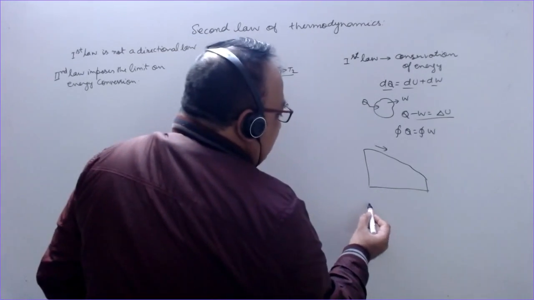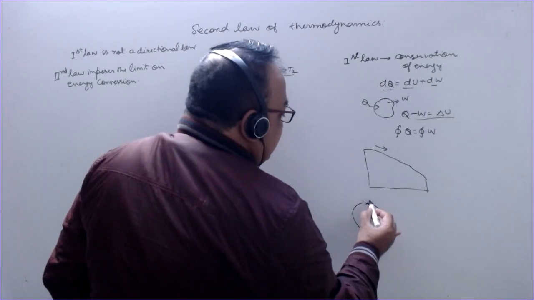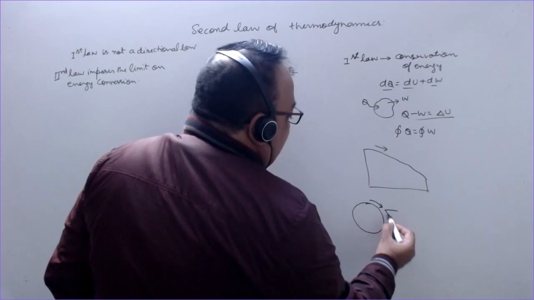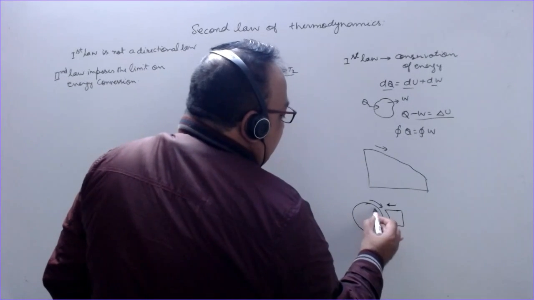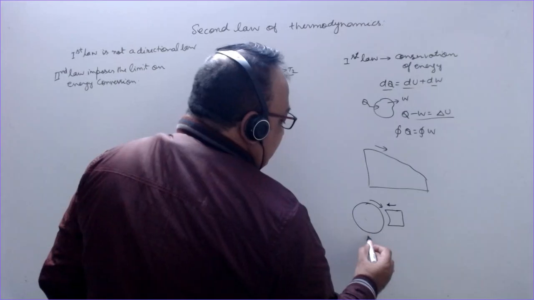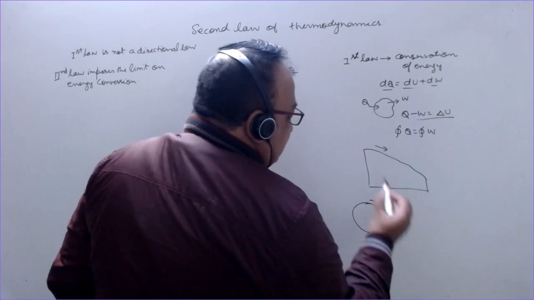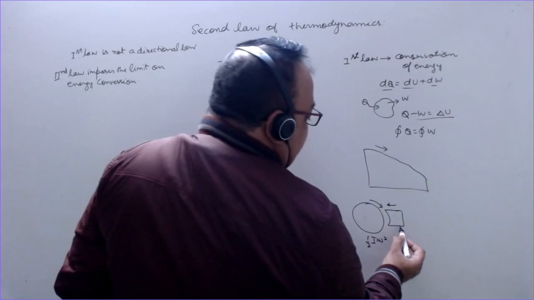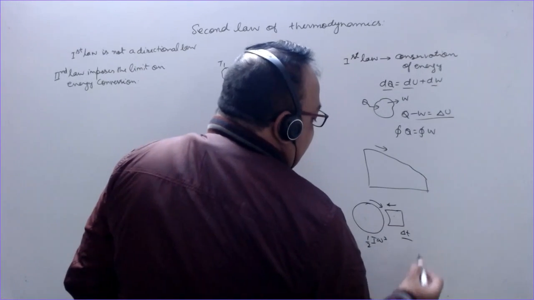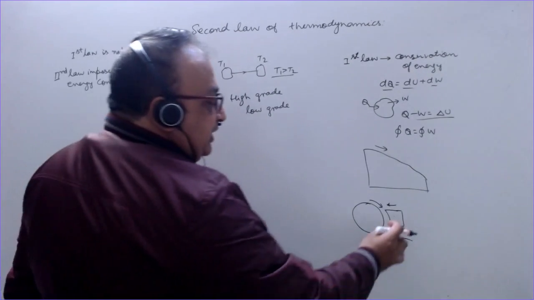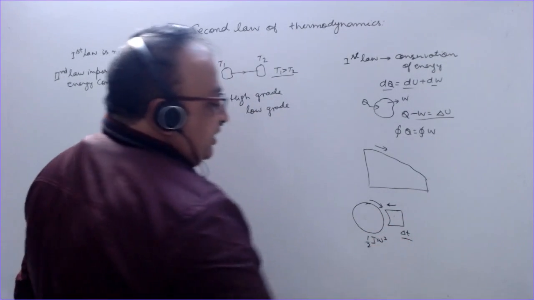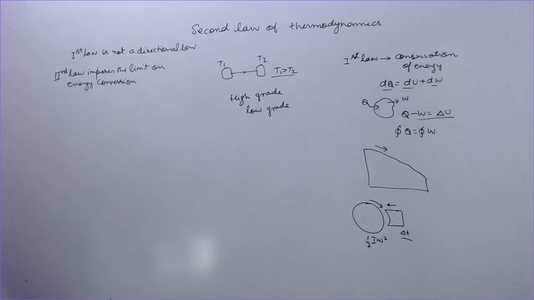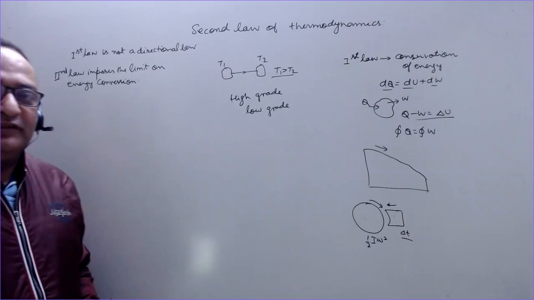So this is similar to an example. This is a wheel which is rotating like this, and I have a brake here. When I apply the brake, the energy of this is absorbed by the brake, so the temperature of the brake increases by delta T. Now is it possible that I bring the brake again into contact with this wheel so that its temperature again reaches the initial value and the wheel starts rotating with the same speed? So this is not possible.